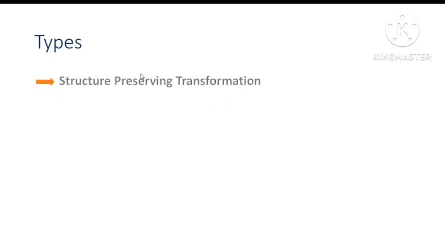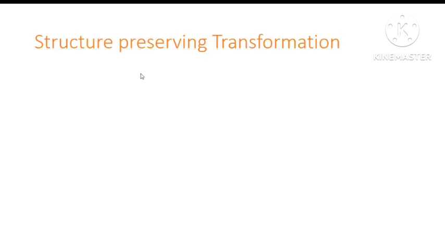In general, there are two types of transformation as far as optimization of basic blocks is concerned. The first one is called structure preserving transformation, and the next one is called algebraic transformation. We'll discuss what this exactly means. Structure preserving transformation is actually bifurcated into four segments.